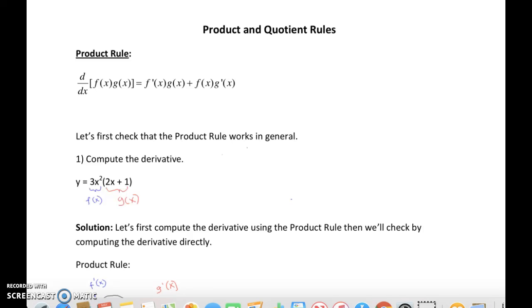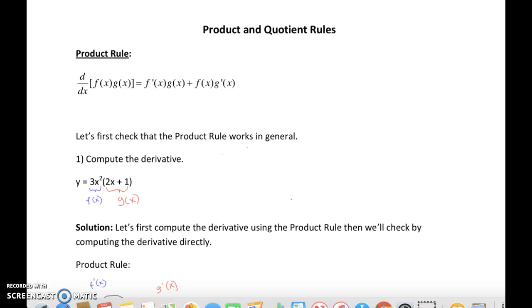Here we're going to talk about the product and quotient rules just by themselves. The product rule is when we want to take the derivative of f(x) times g(x), so two functions multiplied by each other. That rule means I'm going to take the derivative of f(x), multiply it by g(x), and then add it to f(x) times the derivative of g(x).